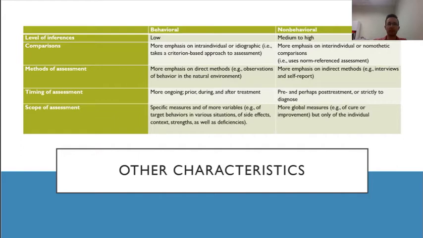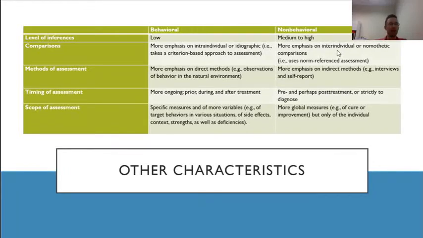Okay. And finally, let's look at other characteristics. The other characteristics we're going to look at are the level of inferences about behavior and comparisons that they make, methods of assessment, timing, and scope of assessment. So let's look at non-behavioral. The level of the inferences are medium to high, in terms of to what extent inferences are drawn about potential causes of behavior. In other words, how heavily you have to rely on inference rather than empirical or experimental evidence for a given cause of a student's problem or the effects of an intervention.